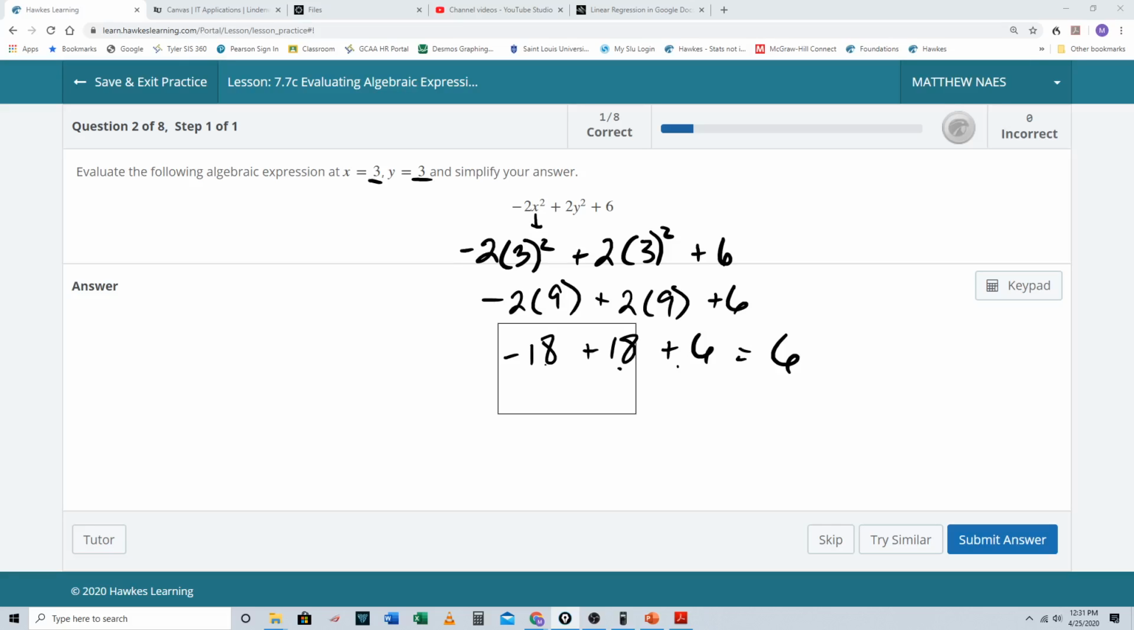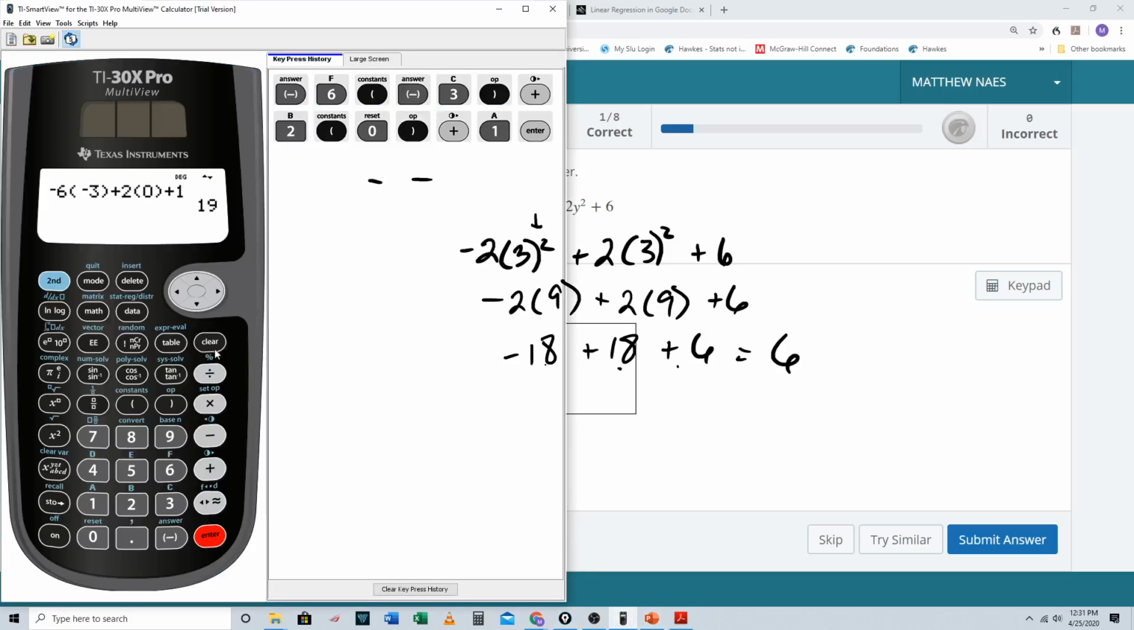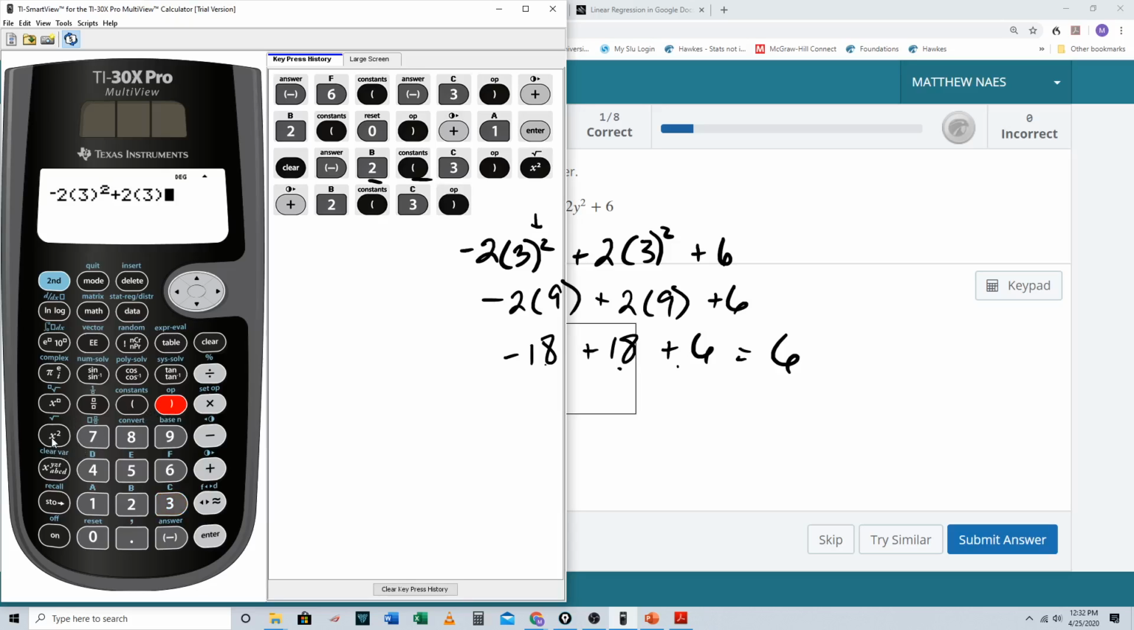All right. Now, if you want to put this in your calculator, do this. We just do it straight from the very top row. We have -2, parentheses, 3, close parentheses, and then right here is the x squared button, so x squared. Right. Then we have +2, parentheses, 3, close parentheses, squared, plus 6.